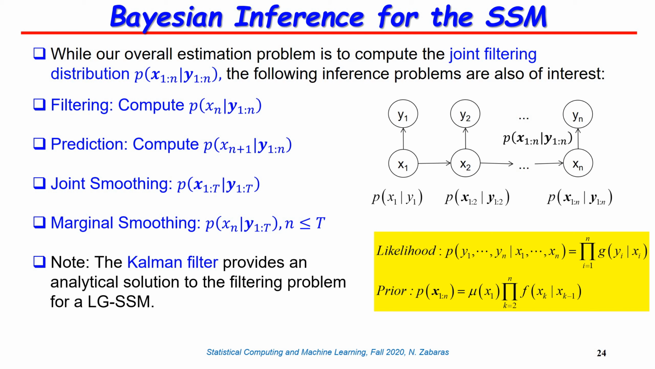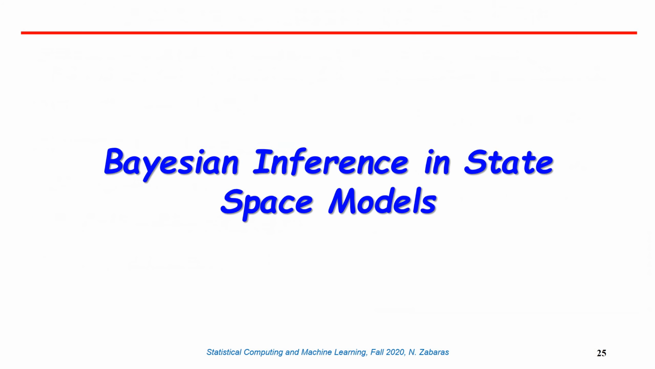And again, I emphasize that for linear Gaussian state space models, all of these distributions can be computed analytically using the Kalman filter, but our focus will be to come up with Monte Carlo approximations that are applicable to general nonlinear, non-Gaussian models. All right, so we're ready to start talking about Bayesian inference in the state space model.